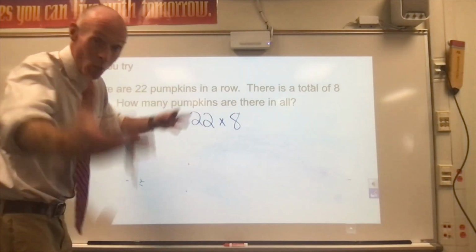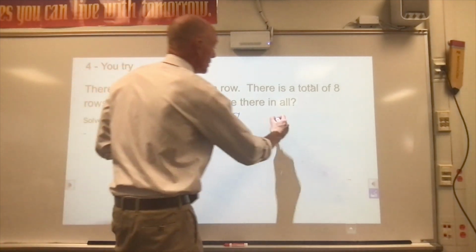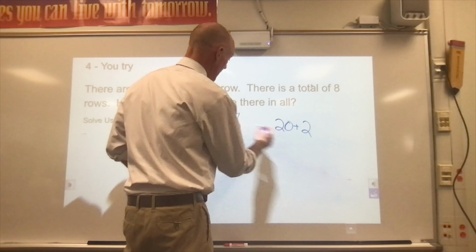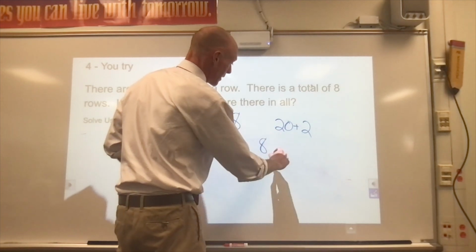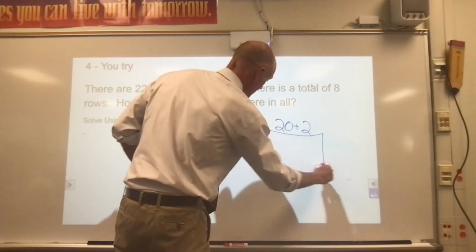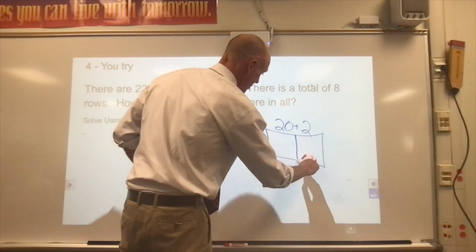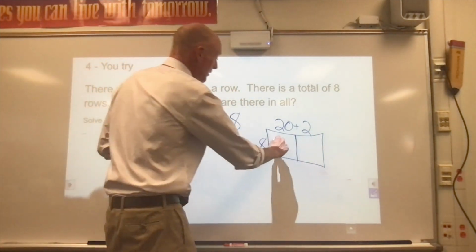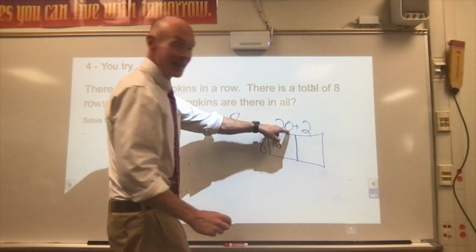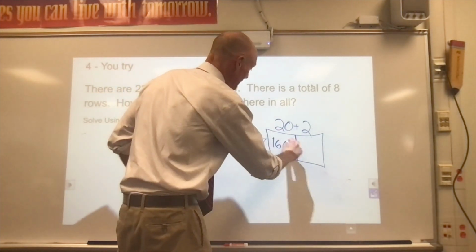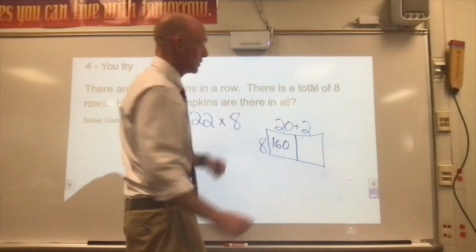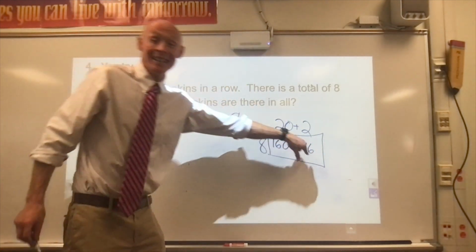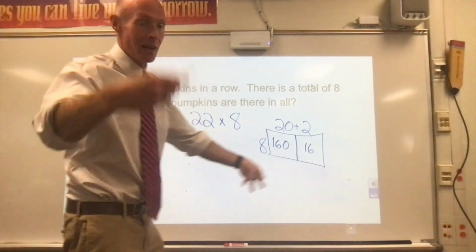22 is a 20 plus a 2. So we're going to say 20 plus 2. And 8 is just a single digit number, so we're going to leave it over here. Boom. Okay. 8 times 2 I know is 16. Then you got to add that 0. 160. 8 times 2 is 16. Done. So we have 160 and 16. Last step, add them up.